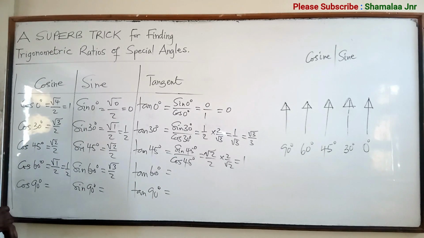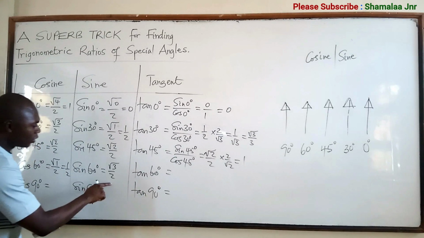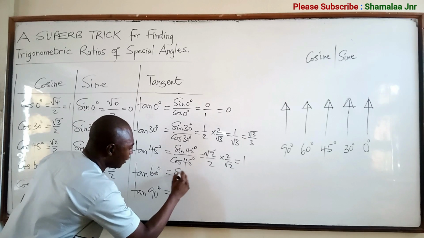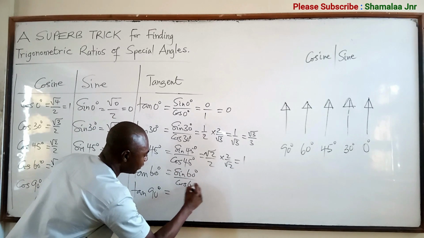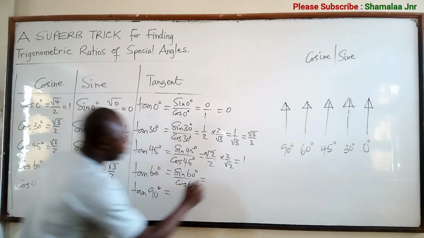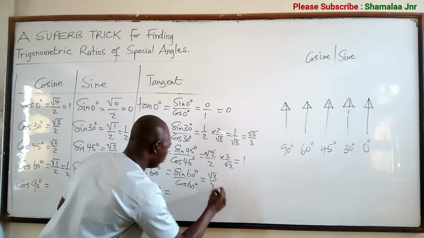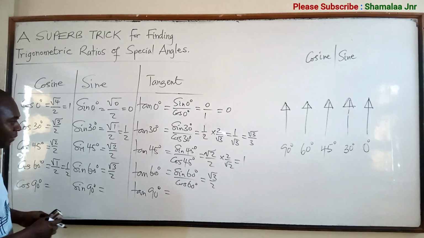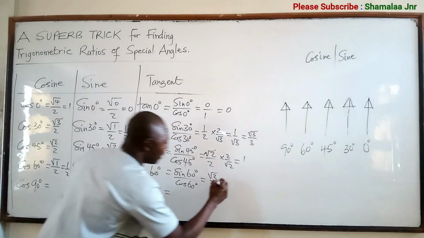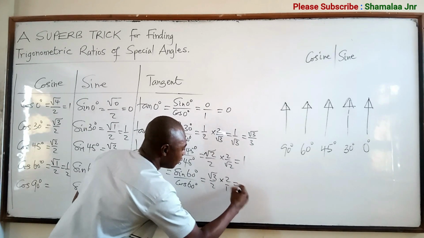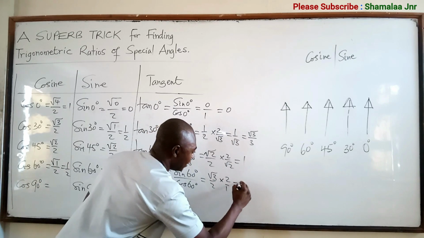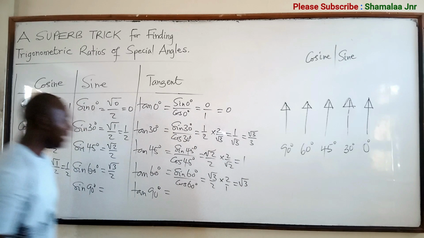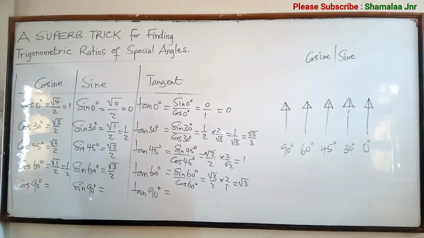That is sin 60. This means that tan 60 will be sin 60 degrees over cos 60 degrees. And this is equal to square root of 3 over 2 divided by 1 over 2. And it's the same as times 2 over 1. 2 cancels 2, square root of 3 over 1. And that is square root of 3. So it means that tan 60 degrees is equal to square root of 3.